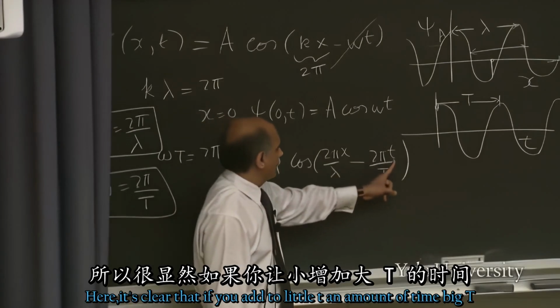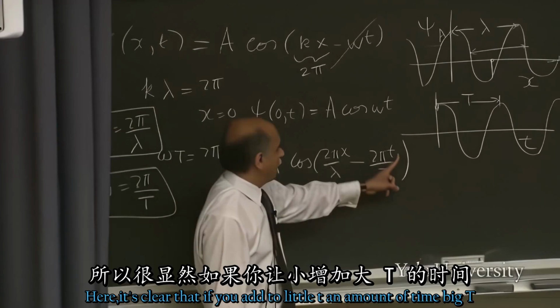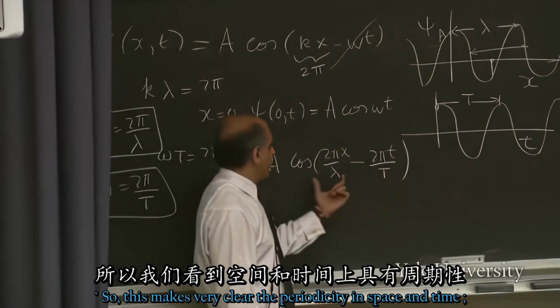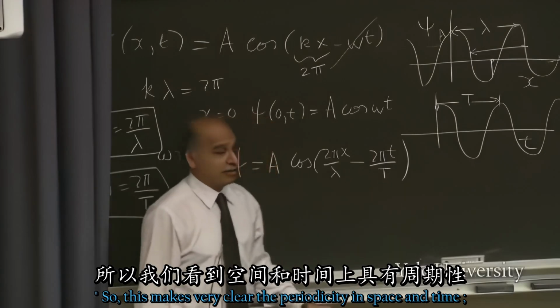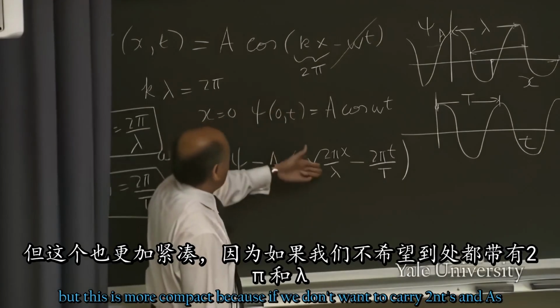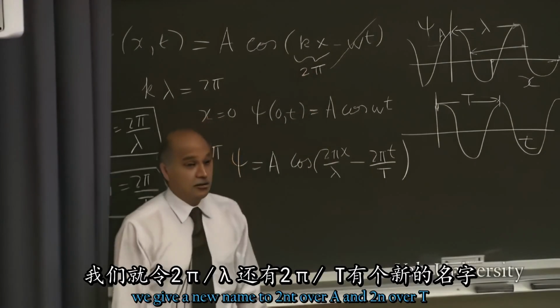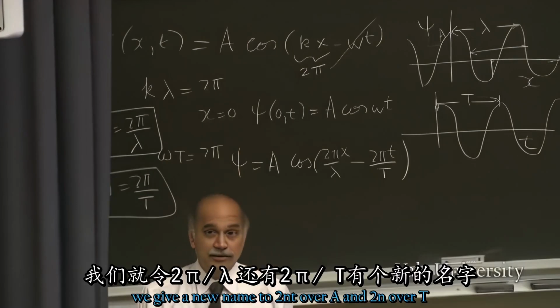Here it's clear that if you add to little t an amount of time big T, nothing happens, because 2 pi's don't matter. So this makes it very clear the periodicity in space and time. But this is more compact because we don't want to carry 2 pi's and lambdas in this complicated form. We give a new name to 2 pi over lambda and 2 pi over T.